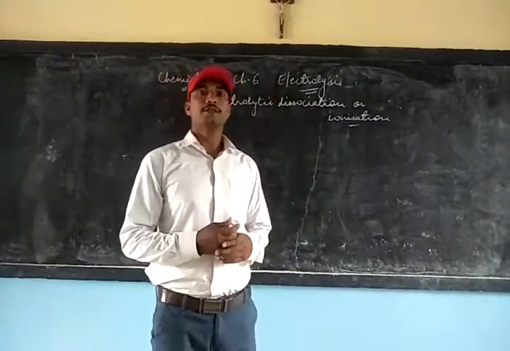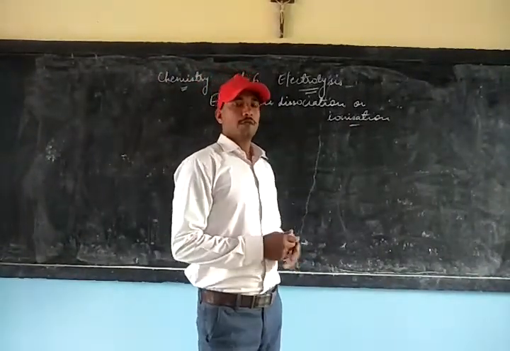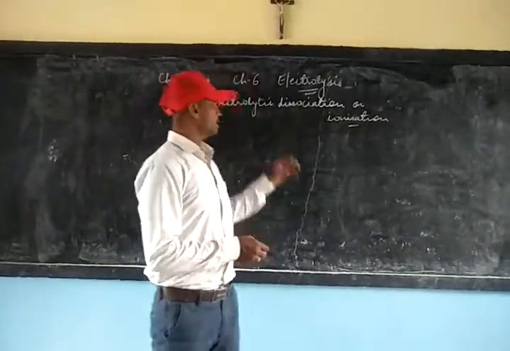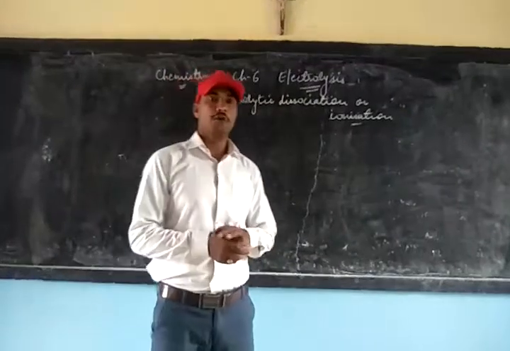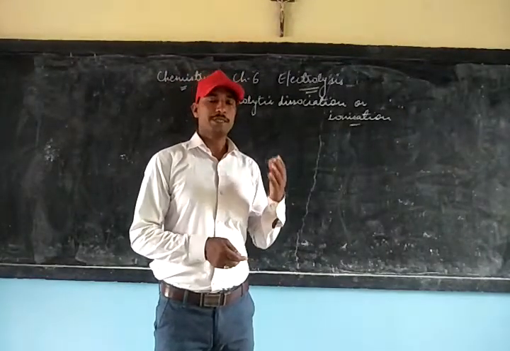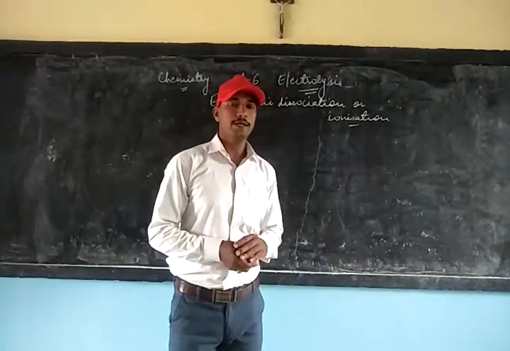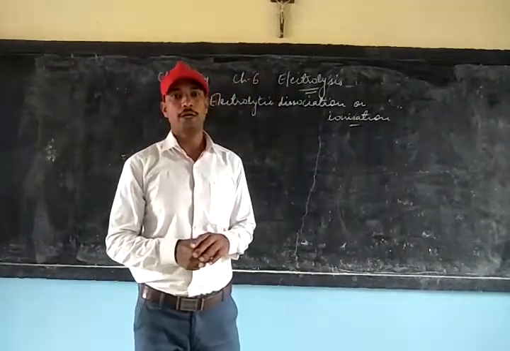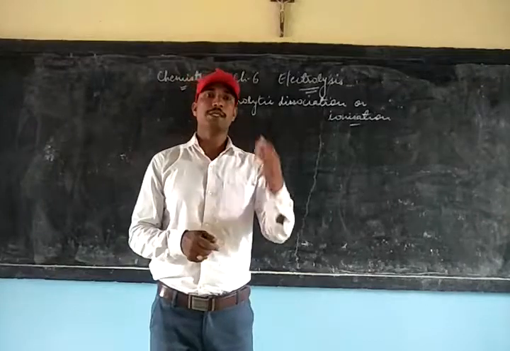Today we will start a new topic from the chapter electrolysis, that is electrolytic dissociation or ionization. That means we are going to see how a compound or an electrolyte dissociates on passing current through it.